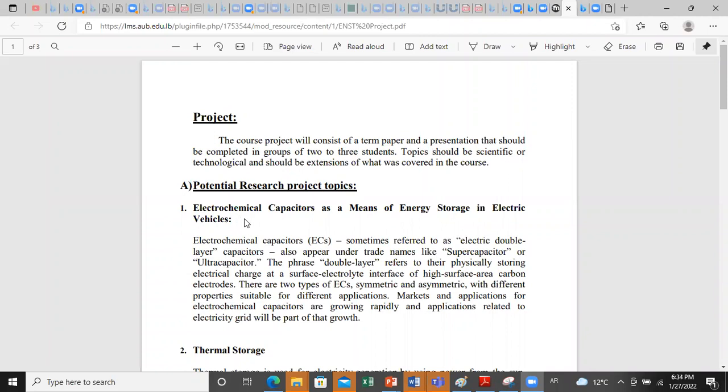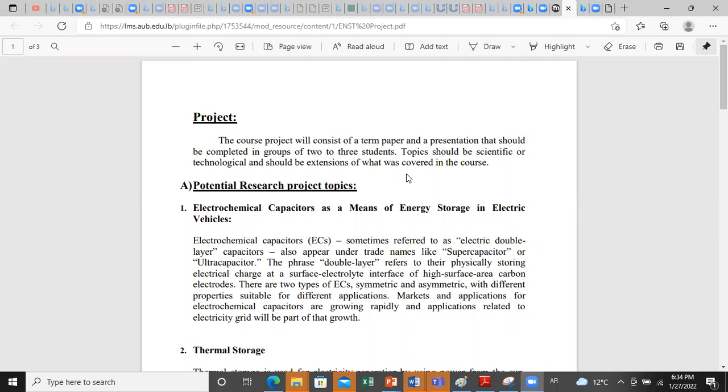The first one is electrochemical capacitors as a means of energy storage in electric vehicles. So we know that energy is present in several forms. You can store it in mechanical form, you can store it in chemical form, in electrical form, in potential form, okay, potential gravitational or kinetic energy. So changing the energy from one form to another is very interesting and has a lot of applications.